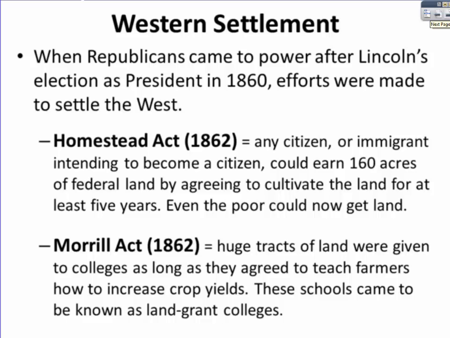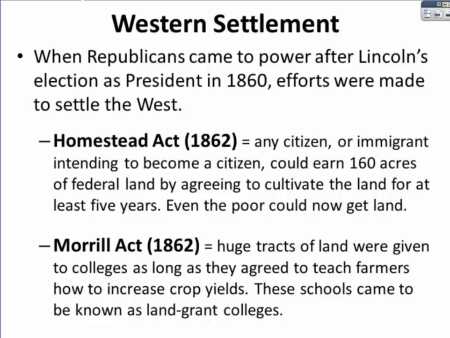First, there is rapid Western settlement during and following the Civil War. When Republicans came to power after Lincoln's election as president in 1860, efforts were made to settle the West. The Homestead and Morrill Acts were both passed in 1862. The Homestead Act promised any citizen or immigrant intending to become a citizen that they could have 160 acres of federal land by agreeing to cultivate the land for at least 5 years. So even the poor could now get land.